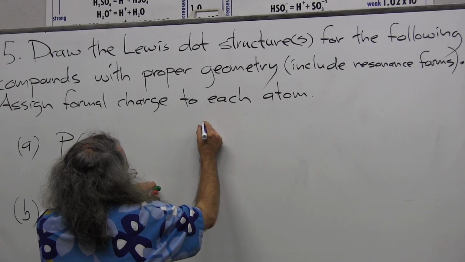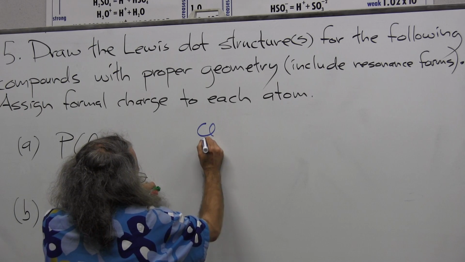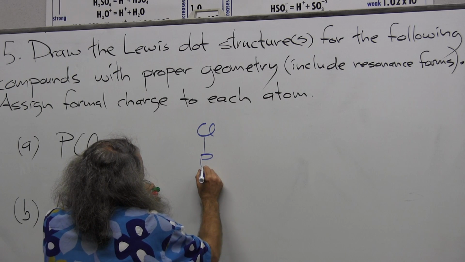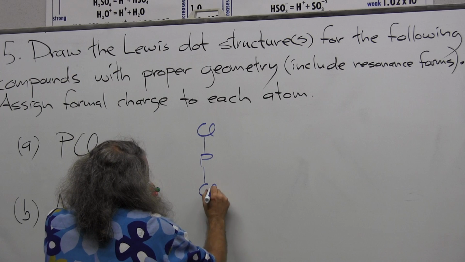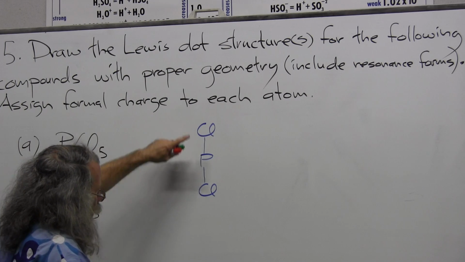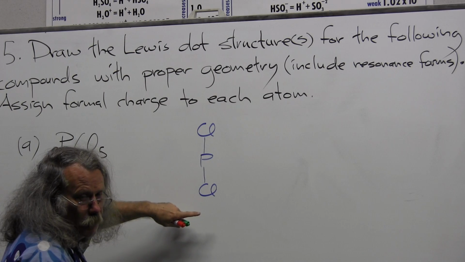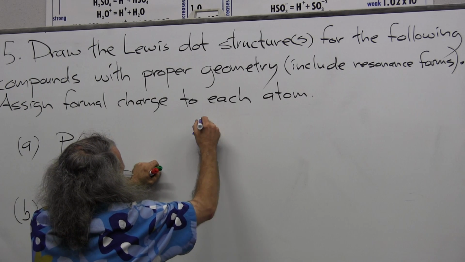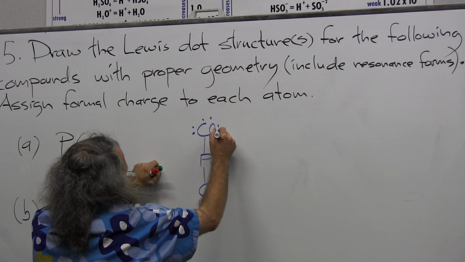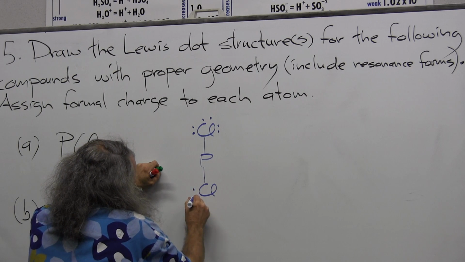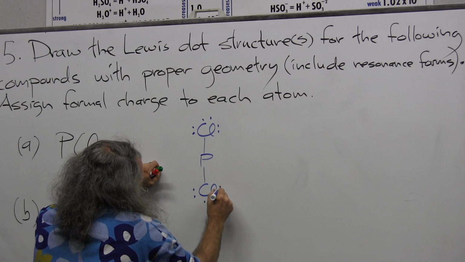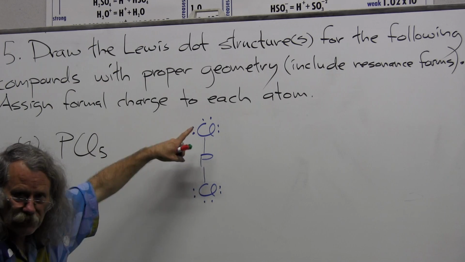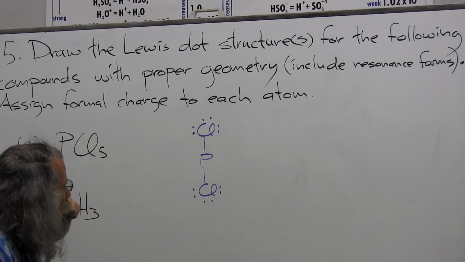I will take and place chlorine and phosphorus, chlorine, taking up the axial positions of the trigonal bipyramidal geometry. And I'll place the lone pairs on each of those. Those are called the axial positions in the trigonal bipyramidal geometry.